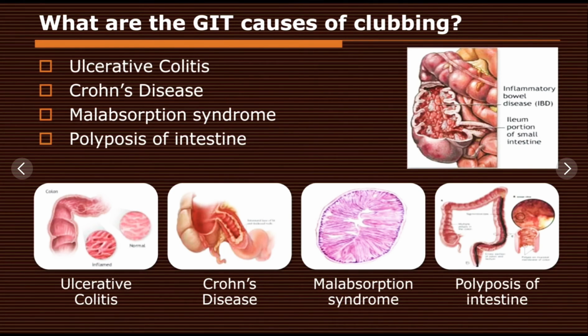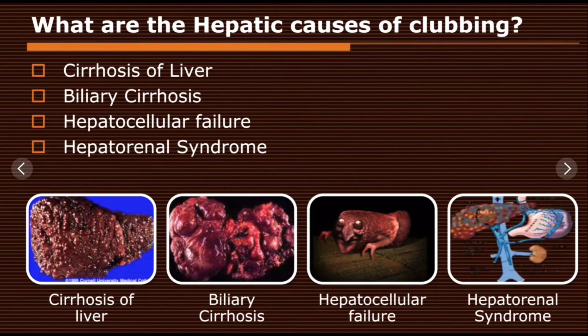What are the GIT causes of clubbing? Ulcerative colitis, Crohn's disease, malabsorption syndrome, polyposis of intestine. What are the hepatic causes of clubbing? Cirrhosis of liver, biliary cirrhosis, hepatocellular failure, hepatorenal syndrome. These could be the hepatic causes of clubbing.